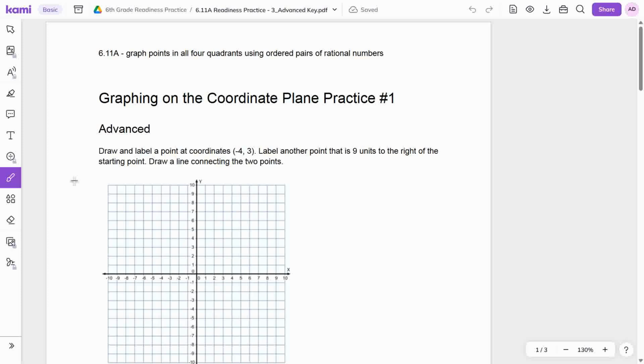Today we are looking at the 6th grade concept of graphing on the coordinate plane. This is 6.11a, Readiness Practice, the advanced version.